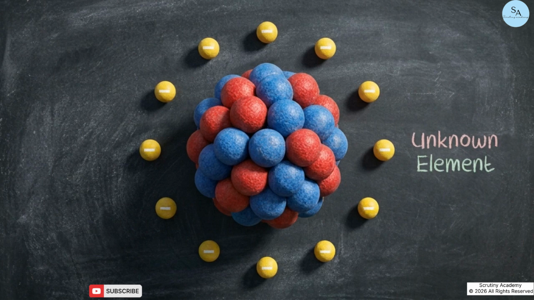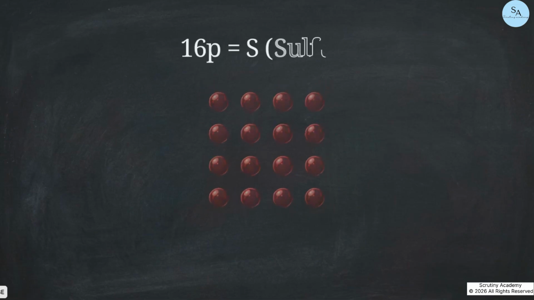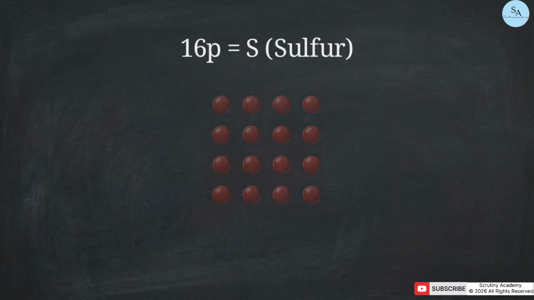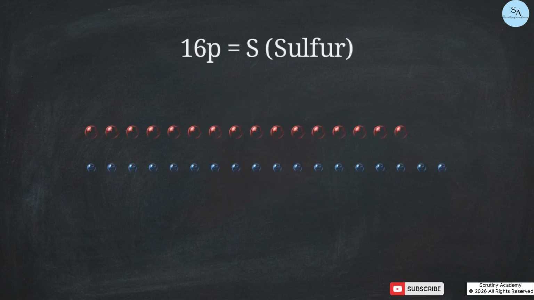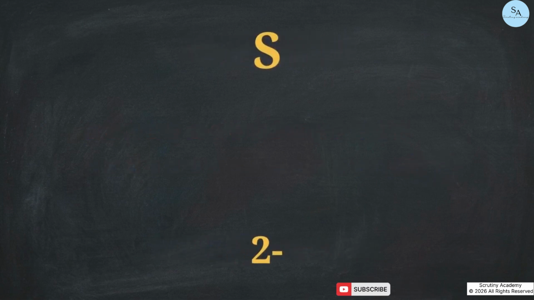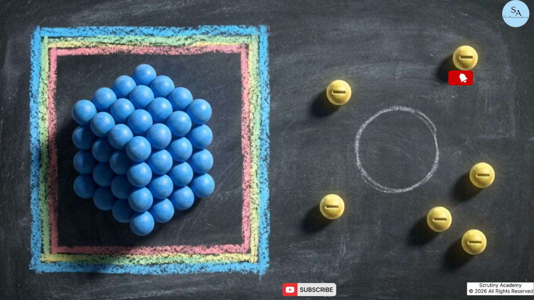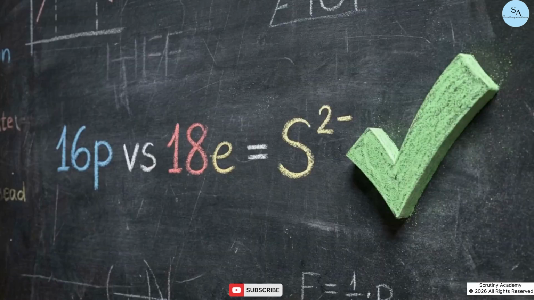Let's apply this. Consider a species with 16 protons, 16 neutrons, and 18 electrons. Pause the video now to determine its chemical symbol and total charge. Here is the breakdown. 16 protons identify the element as sulfur. Because there are 18 negative electrons against 16 positive protons, we have a surplus of 2 electrons. This results in a -2 charge, or S^2-. By treating the proton count as the fixed identity of the element and electrons as the variable, you can solve any ion calculation without confusion.